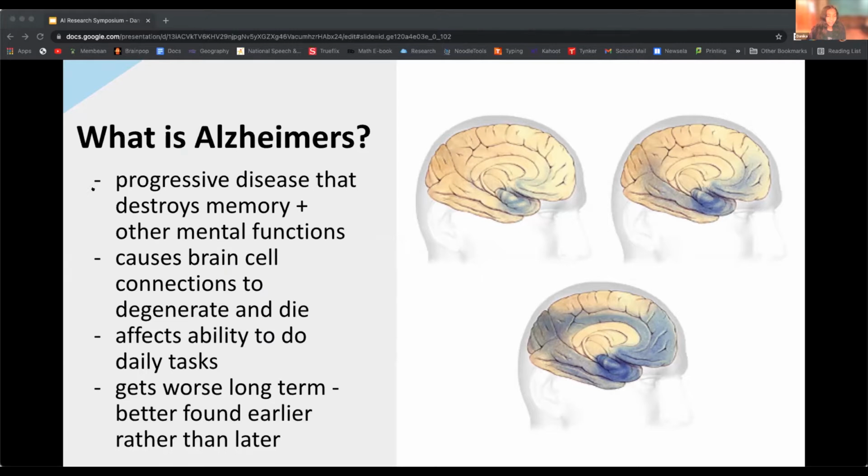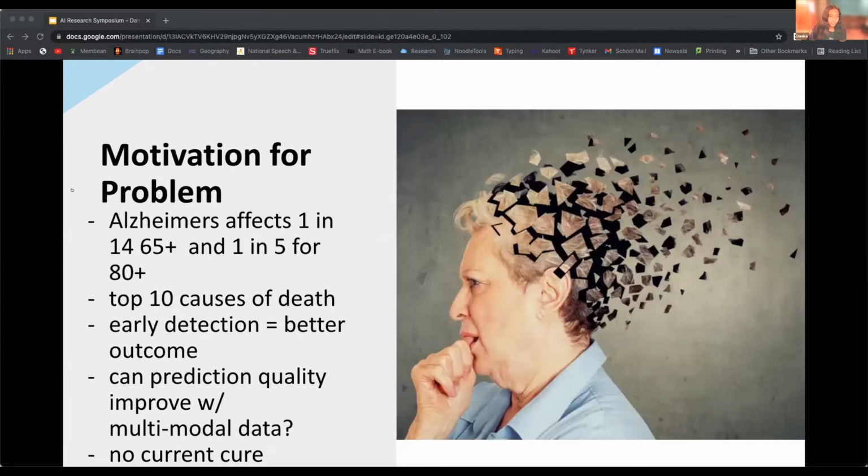If doctors can identify Alzheimer's earlier, they can start treatment sooner and help the patient. As Alzheimer's affects many elderly people and is both one of the top 10 causes of death and currently incurable, we need to detect it early. The question is, can we improve prediction accuracy perhaps by using multimodal data?